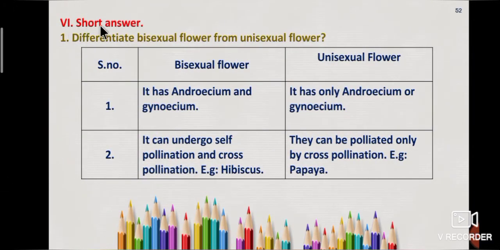Sixth Roman letter, short answer. First question, differentiate bisexual flower from unisexual flower. Bisexual flower has androecium and gynoecium. Unisexual flower has only androecium or gynoecium. Bisexual flower can undergo self-pollination and cross-pollination. Example, hibiscus. Unisexual flower can be pollinated only by cross-pollination. Example, papaya.